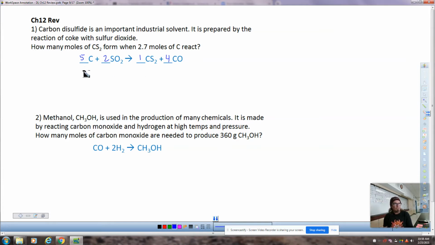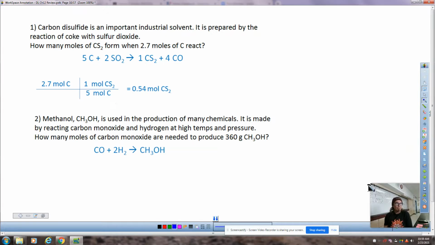All right, so we have 2.7 moles of this, and we want to know how many moles of this. This is just a 2-step conversion table. Going to require us to get out of moles of carbon and get into moles of carbon disulfide. 5-to-1 ratio. So we're dividing 2.7 by 5, and my calculator said 0.54.